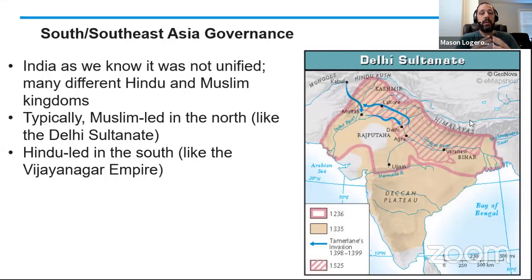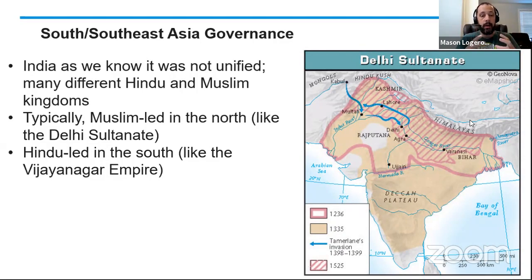Okay, as far as governance goes, as far as major kingdoms and empires, I told you already, India, as we know it today, the modern state of India, has really not been around for that long. Through most of history, we don't see a unified Indian subcontinent. But there have been a string of Hindu and Muslim kingdoms that you should be aware of. For one, the major one in this time period is the Delhi Sultanate.